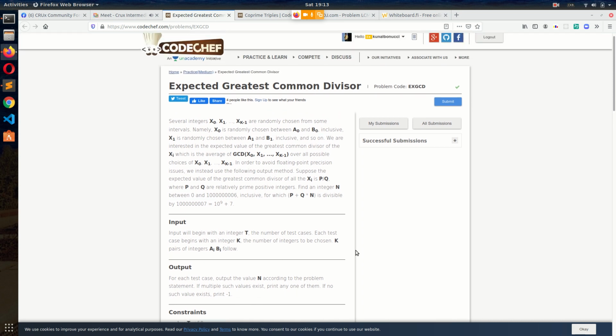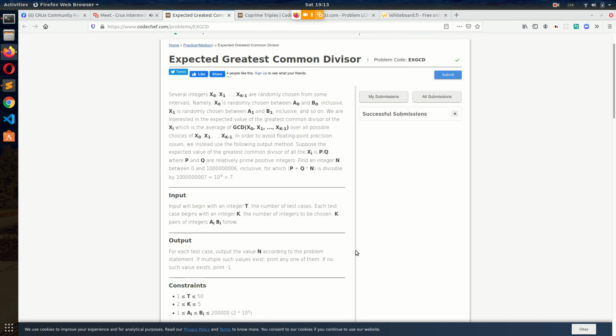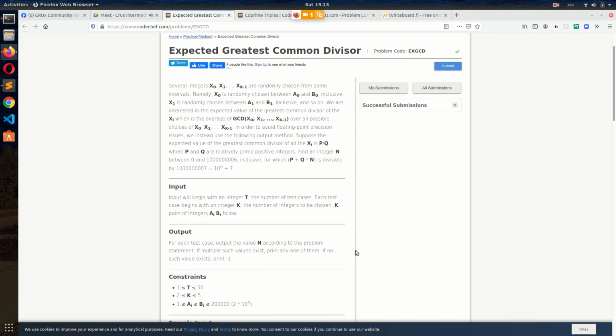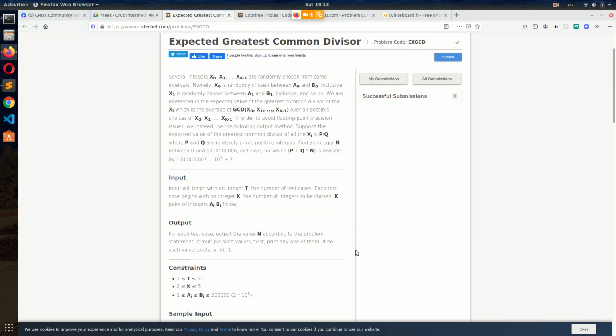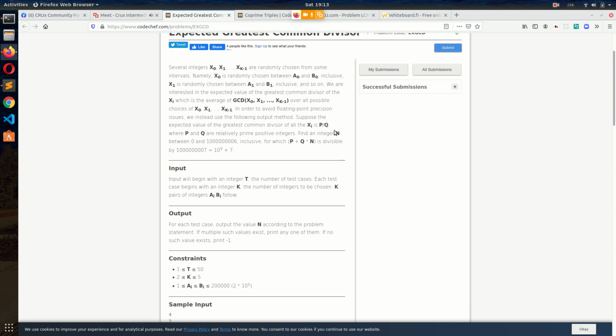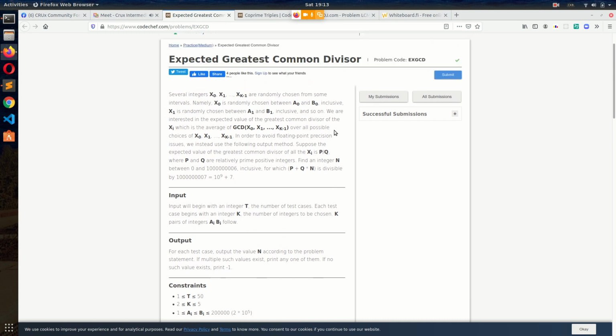So the first problem is called expected greatest common divisor. This is a problem from one of the Cook-Offs in 2012. So the problem is as follows. You have k ranges of numbers. So you have a0, b0 as the first range, a1, b1 as the second range, and so on till a(k-1), b(k-1). And from each of these ranges, you pick a random integer. These ranges are inclusive ranges, okay?